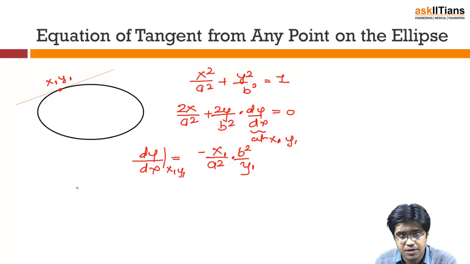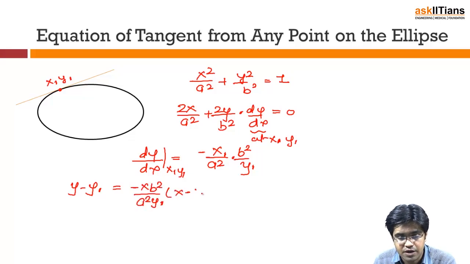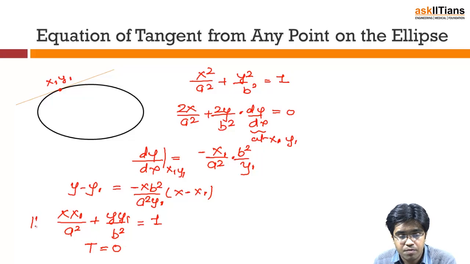Equation of tangent can be simply written as y minus y1. Now because we have the slope and we have one point, so by slope and point form, y minus y1 is equal to m, that is minus x1 b square by a square y1, into x minus x1. If you simplify this, then I am writing the simplified form. You are going to get x x1 by a square plus y y1 by b square is equal to 1. So this is the form T is equal to 0 as well. So remember, this is the equation of tangent where x1, y1 is the point which is lying on the curve.